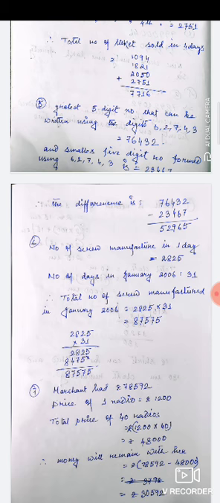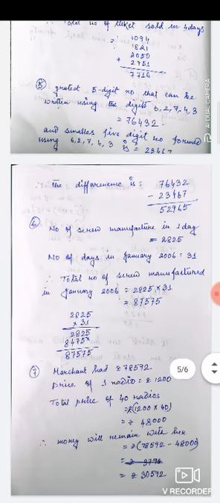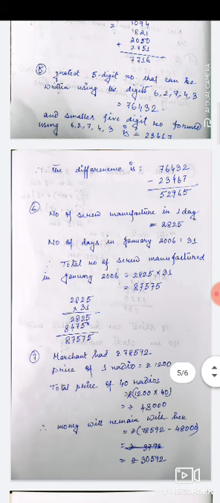76432 minus 23467. Okay. From 2 we cannot subtract 7, so from 3 we take 1, 12 minus 7, 5. In the 10th place we have 2, so we take 1 from 4, then we get 12, 12 minus 6, 6. In the 100th place we have 3, so we take 1 from the 1000th place, that means 6, we get 13, 13 minus 4, 9. So 5 minus 3, 2, 7 minus 2, 5. So the difference is 52965.